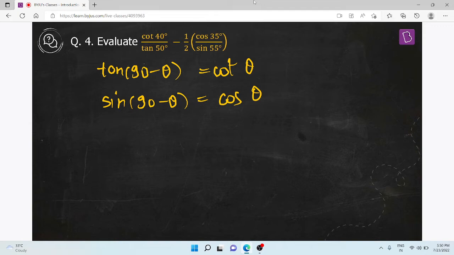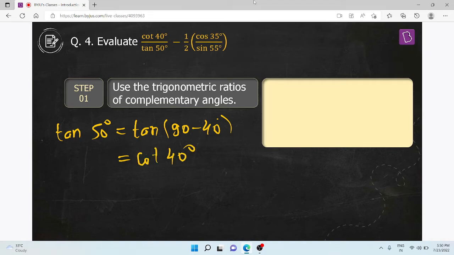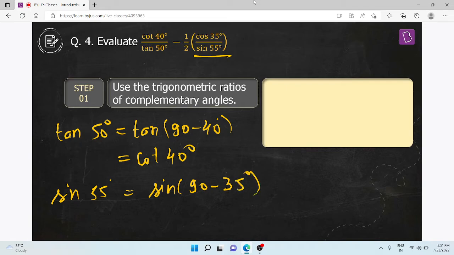So first step, we can write tan 50 degrees as tan 90 minus 40. Tan 90 minus theta is cot 40. We can write sine 55 degrees as sine of 90 minus 35. Now sine 90 minus theta is cos 35 degrees. It means we can put cot 40 in the place of this and cos 35 in the place of this. So let's put the values.